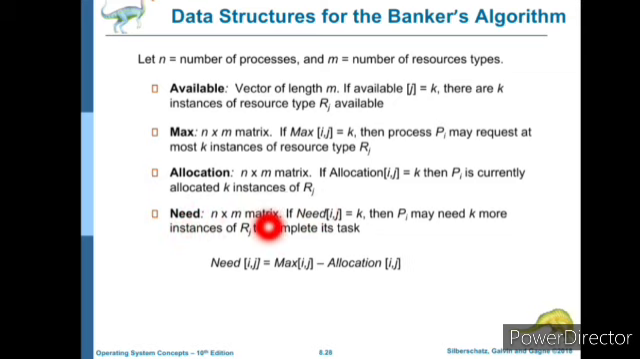The last data structure we require is Need. Need is also an n cross m matrix, indicating the remaining resource need of each process. If Need[i][j] equals k, then process Pi may need k more instances of Rj to complete its task. To find the need value, we use this formula: Need[i][j] equals Max[i][j] minus Allocation[i][j]. To find the need of each process, Need equals Max minus Allocation. You should remember this formula.